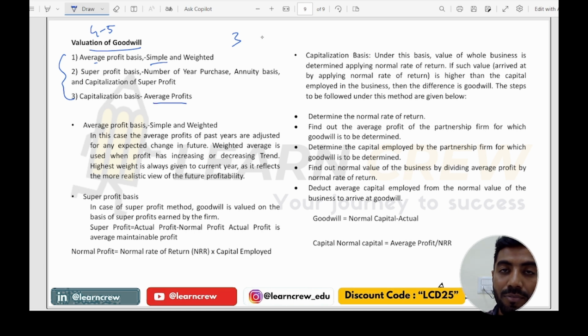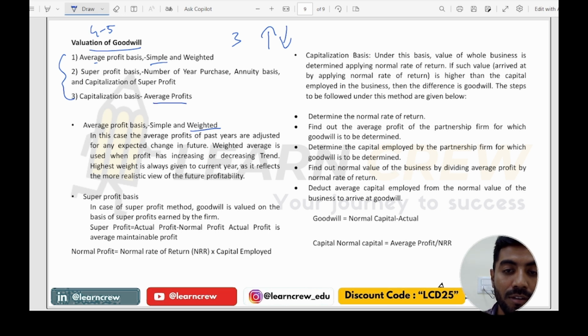If the profit has a trend, that is an increasing trend or a decreasing trend, then weights will be given to those profits. Whichever is the latest year will have the highest weight. Based on the weights given to the profits, the weighted average goodwill will be calculated.